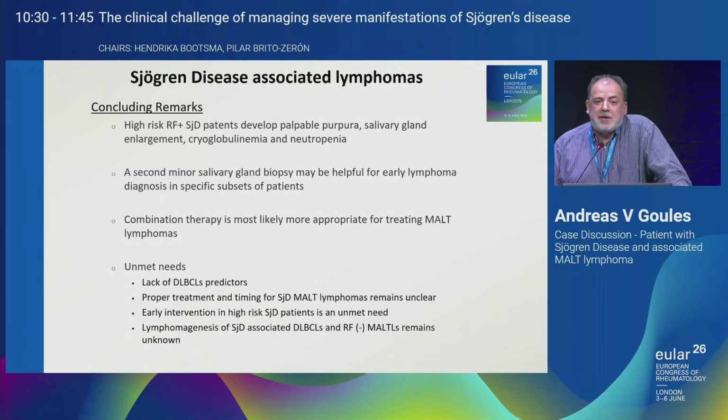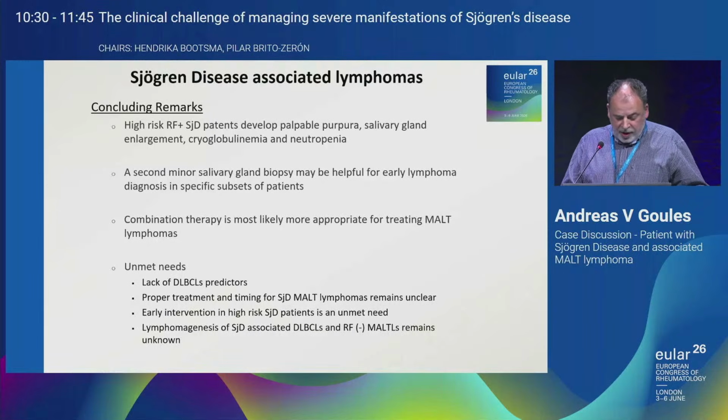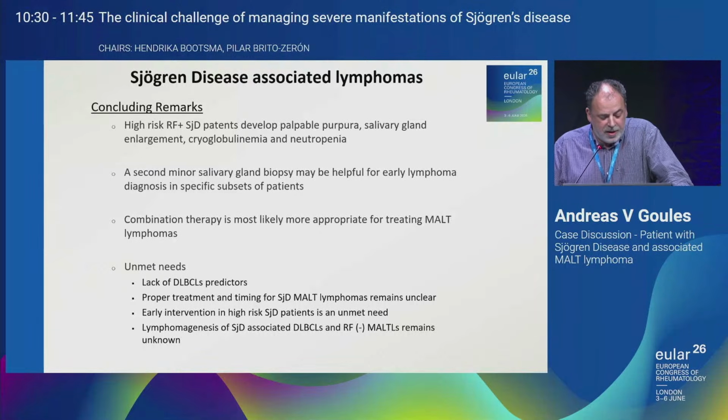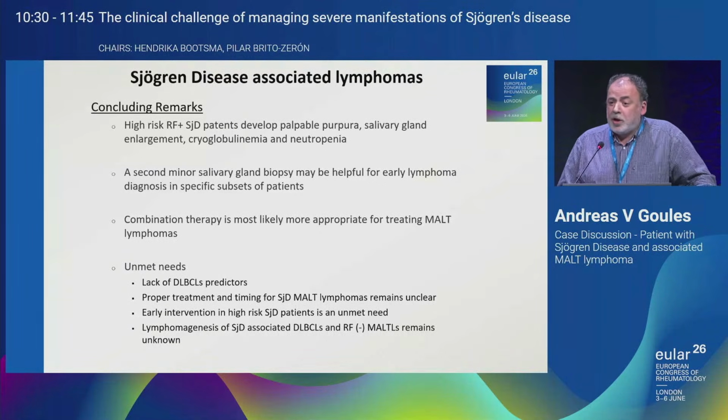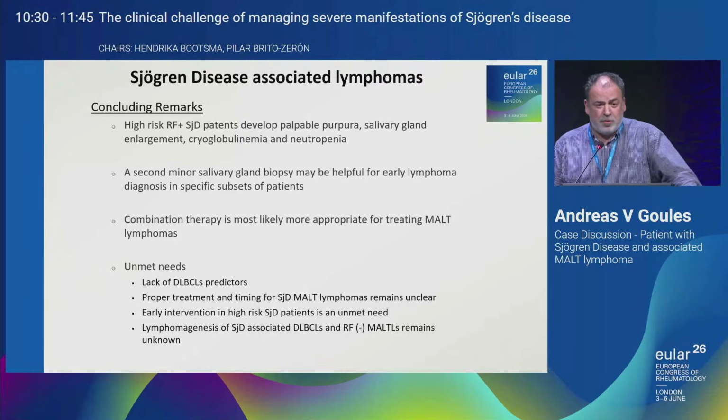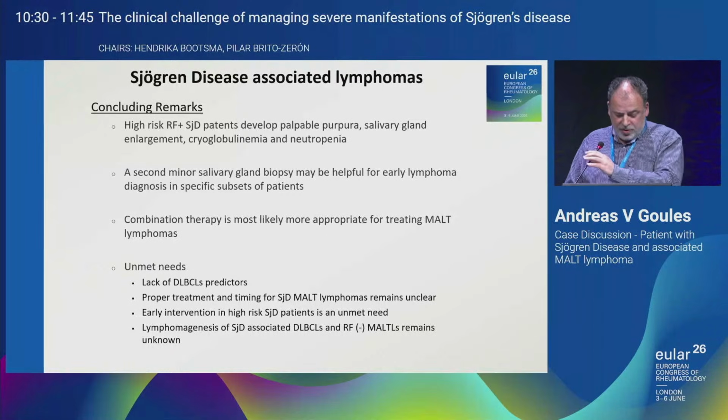We are not sure if this is the proper treatment, and the timing of intervention is not clear, even for multiple lymphomas. There is an open question if early interventions, such as in this patient, in high-risk patients, will finally prevent the development of lymphoma. It is an unmet need. And in terms of pathogenesis, we don't know much about the lymphomagenesis for DLBC lymphomas and rheumatoid factor negative multiple lymphomas. Thank you.